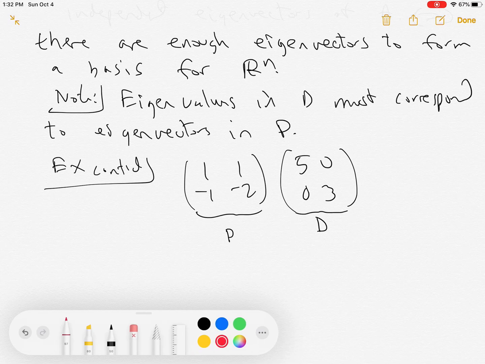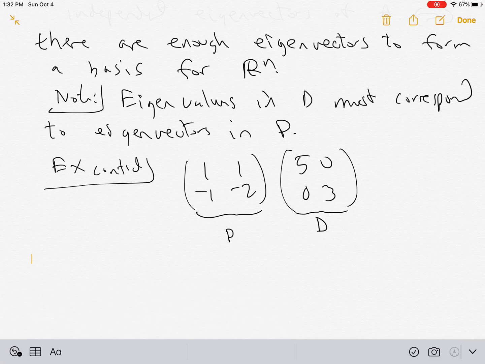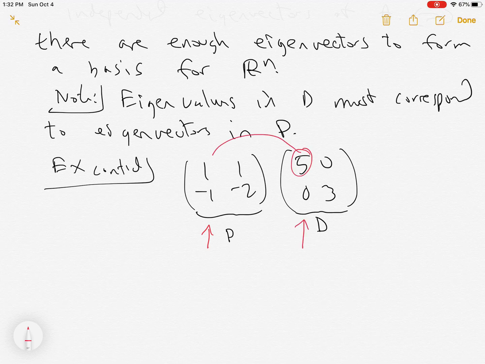And the point I'm trying to make here is that column 1 in P needs to correspond to the column that has the eigenvector that matches the eigenvalue. And so column 2 here corresponds to the eigenvalue lambda equals 3.